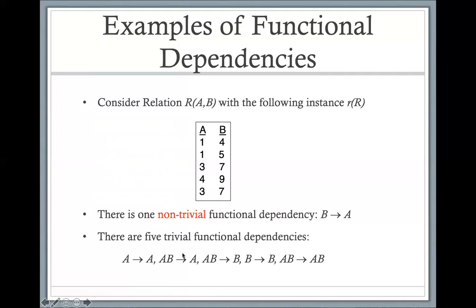Yeah, so these are called trivial functional dependencies because what is on the right-hand side is a subset of what is on the left-hand side. Here it's equal, here it's a subset, here it's a subset, here it's equal, and here it's equal. So this is called trivial functional dependency. Any questions so far? Okay, good.